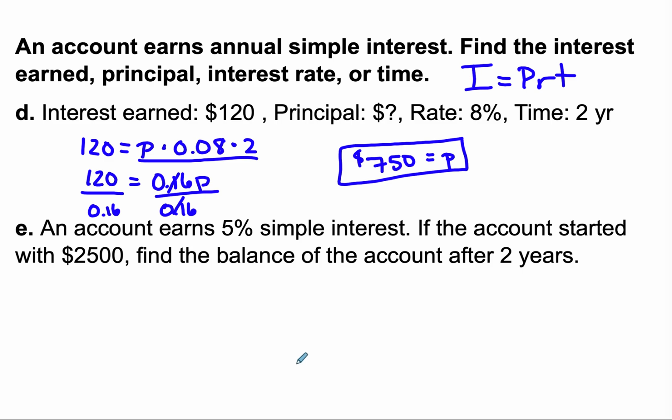And last one here, story problem. An account earns 5% simple interest. If the account started with $2,500, find the balance of the account after 2 years. Remember, balance means total. So once we find the interest, we have to add it to the principal. All right, we don't know the interest. We do know what we start with. That's our principal, $2,500. We know our rate, 5% as a decimal. We know our time, 2 years.